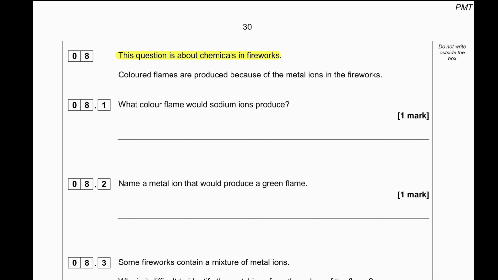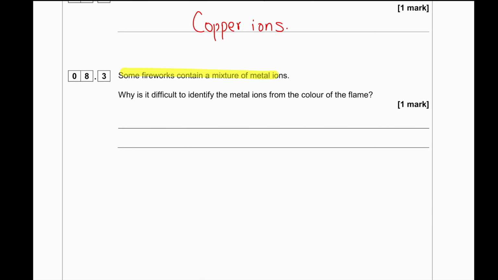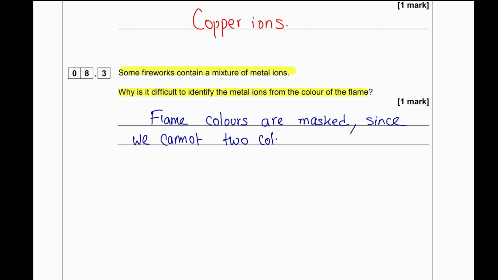This question is about chemicals in fireworks. Colored flames are produced because of the metal ions in the fireworks. What color flame would sodium ion produce? Sodium ion is responsible for producing a yellow color. Name a metal ion that would produce a green flame. A green flame is produced by copper ions. Some fireworks contain a mixture of metal ions. Why is it difficult to identify the metal ions from the color of the flame? Usually, the flame colors are masked. We only see one color, or we see a mixture of colors.